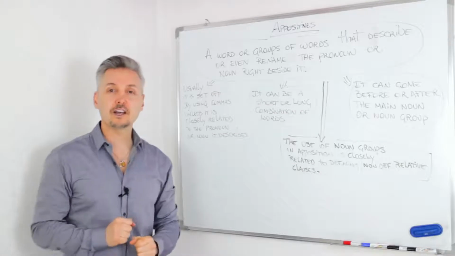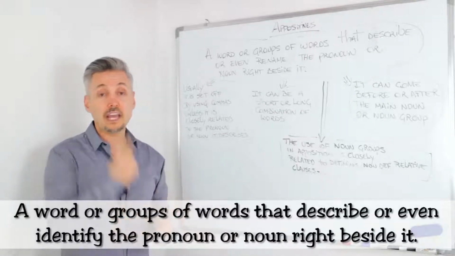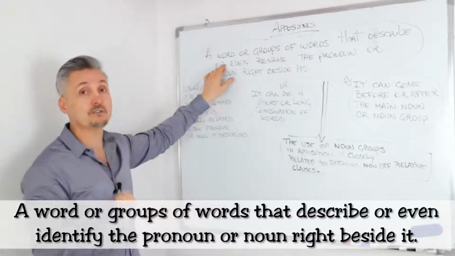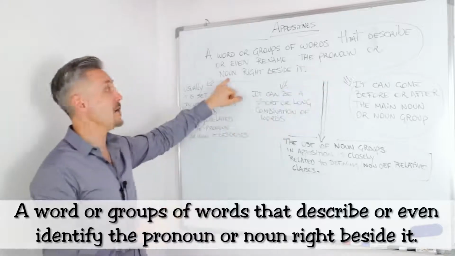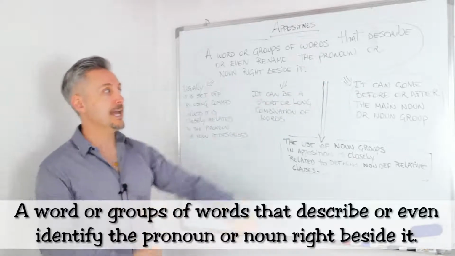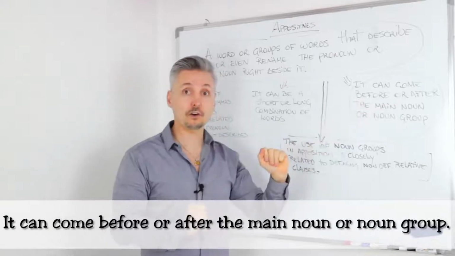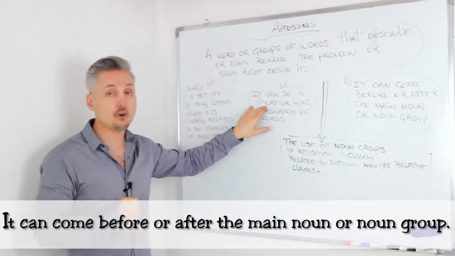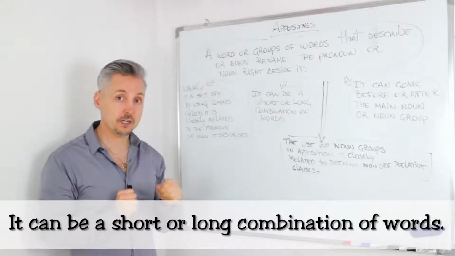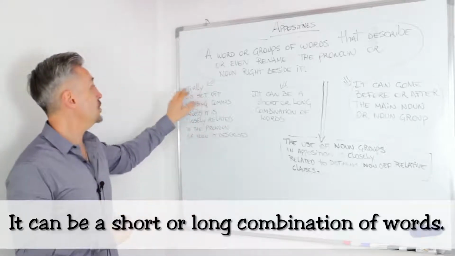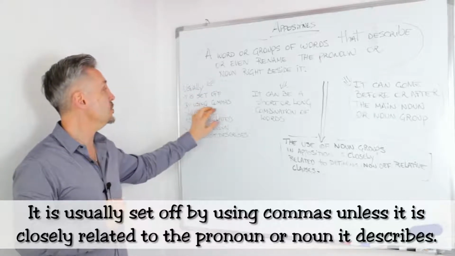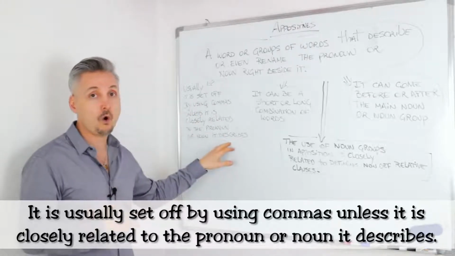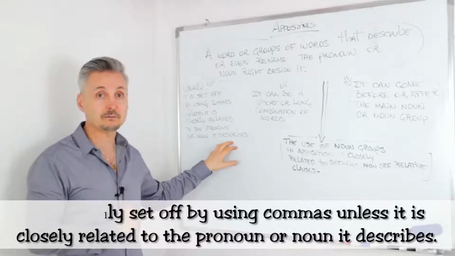Right, appositives. What are they? Well, it could be a word or groups of words that describe or even rename the pronoun or the noun right beside it. It can come before or after the main noun or noun group. It can be a short or long combination of words, and it usually is set off by commas unless it is closely related to the pronoun or the noun that it describes.